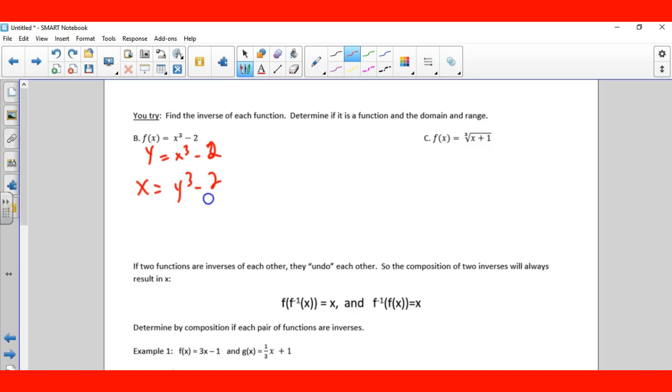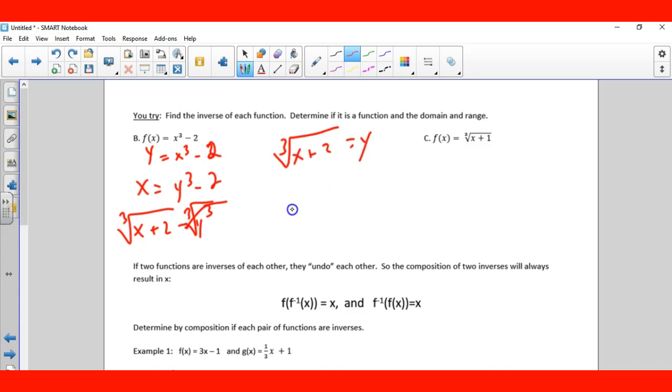So the first thing we do here is the inverse property of addition. I'm going to add 2 to both sides, so x plus 2 equals y cubed. And then I'm going to take the cube root on both sides, and that will cancel out or negate each other. So I have the cube root of x plus 2 equals y.